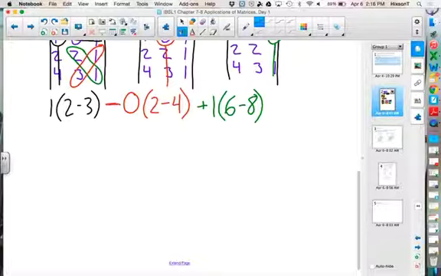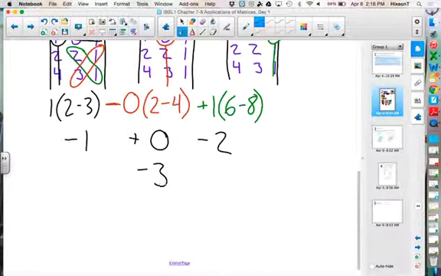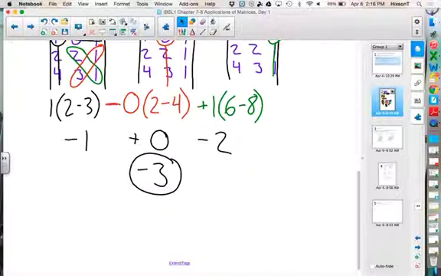Alright, so this is a -1. This is 0. And this is a -2. So that equals -3, just like we got with the other method. But if you like that method better, you can do it. Okay?